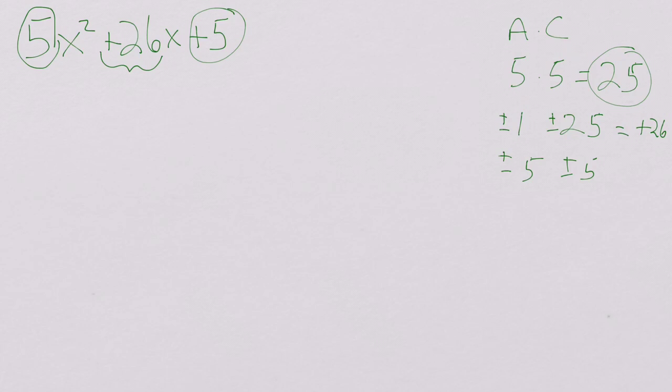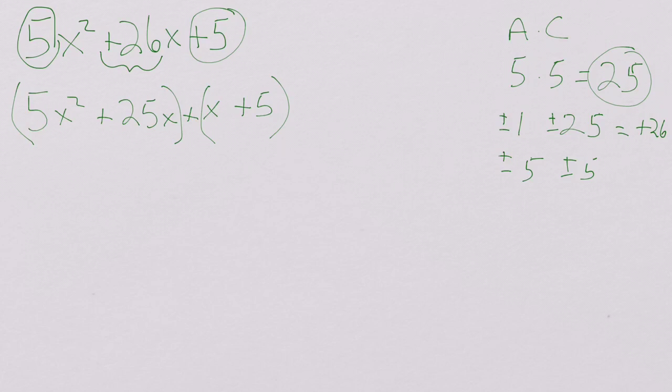So what we do is we rewrite this middle term as those two factors. So we still keep our 5x squared, but now we do plus 25x plus x plus 5. We didn't make any changes to this because 25x plus x is still the 26x, which is above it. From here, we factor by grouping. We group the first two terms together, and we group these last two terms together.